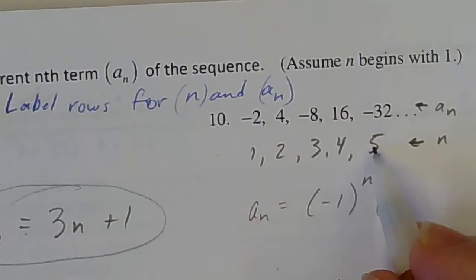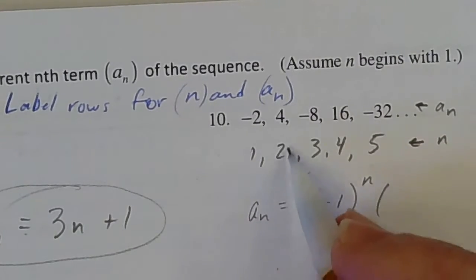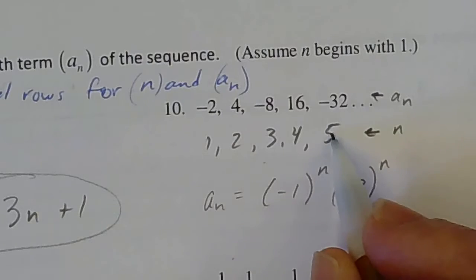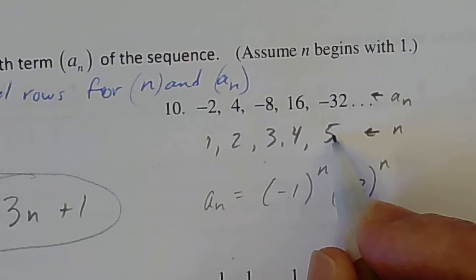So, but these are powers of 2. 2 to the 5th is 32. 2 to the 4th is 16. 2 to the 3rd is 8. Okay? And so on. It works. So we'd say 2 to the n power is working, but the problem was it was negative, right? But so always check your answer, see if it works.